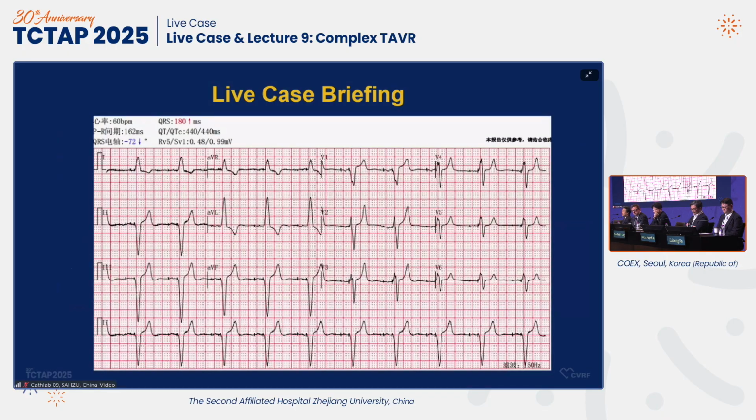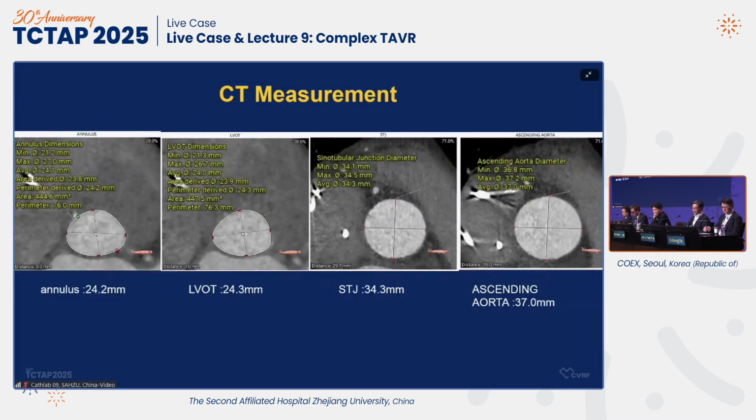Next one, please. So this is the EKG. The patient has a pacemaker implantation, and we can see the pacemaker signal right here. Next one. From the anatomy, we can see the annulus is about 24 millimeters in diameter from the perimeter-derived diameter, and the ascending aorta is not so large. Next one.